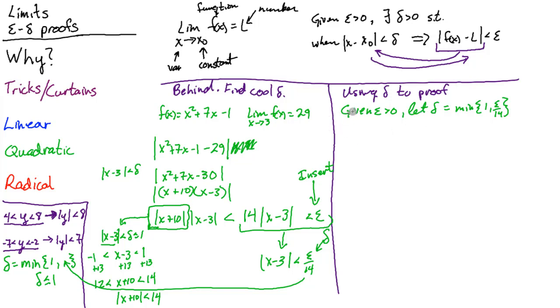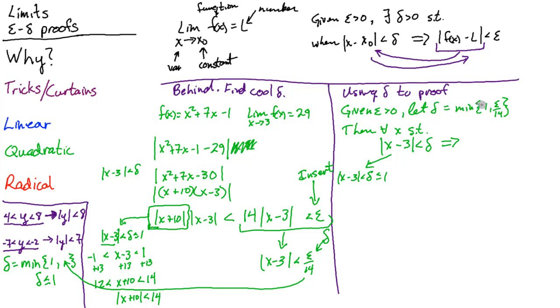Then for all x such that |x minus 3| is less than delta, again using the absolute value, this implies two things. Let's reconstitute this guy right here: when |x minus 3| is less than delta, which is less than or equal to 1 because of how we've constructed delta.